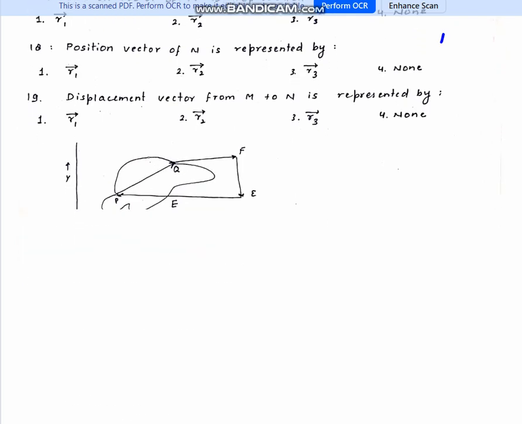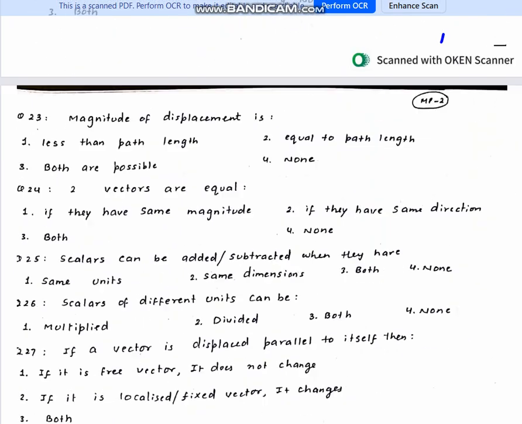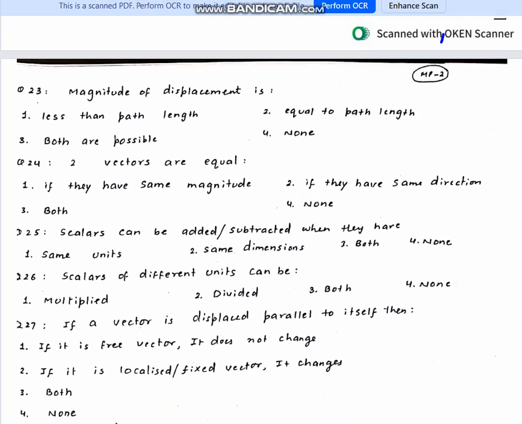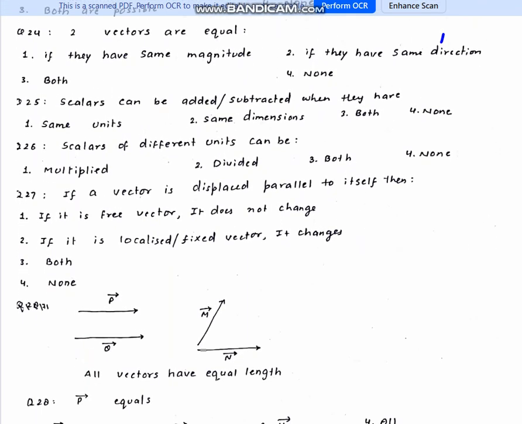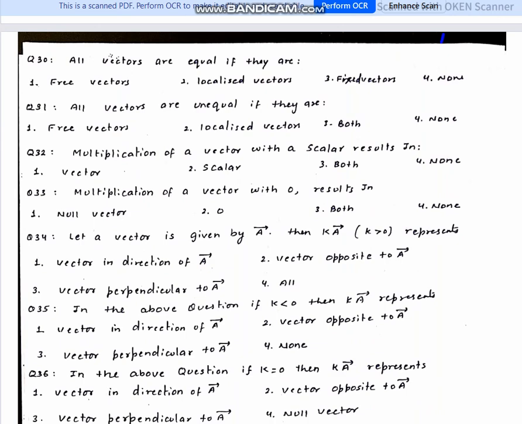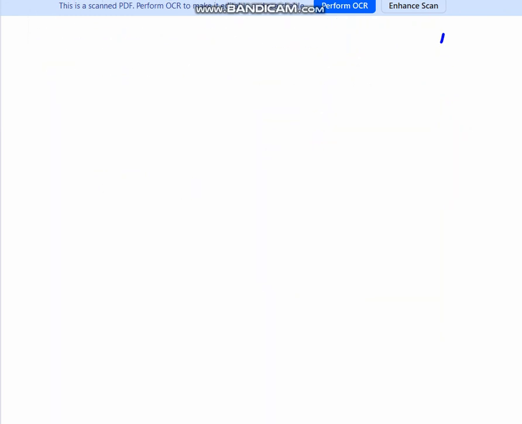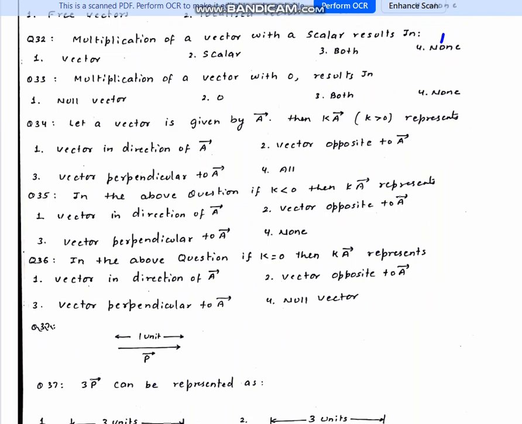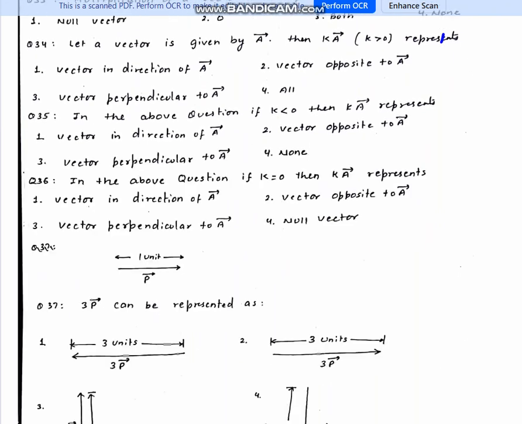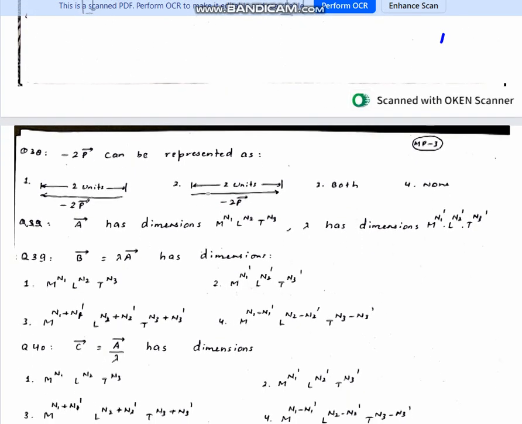Then we have how to find displacement vector, how to find position vector, how to find distance, then magnitude of displacement. Then we have two vectors, then we have properties related to vectors, then whether two vectors are equal or not, then we have multiplication of vectors with zero and non-zero, with positive and negative. Then we have questions based on multiplication of a vector by a scalar, maybe positive, maybe negative or zero. Then we have a question based on multiplication of vector p with 3, then with -2. Then we have acceleration.